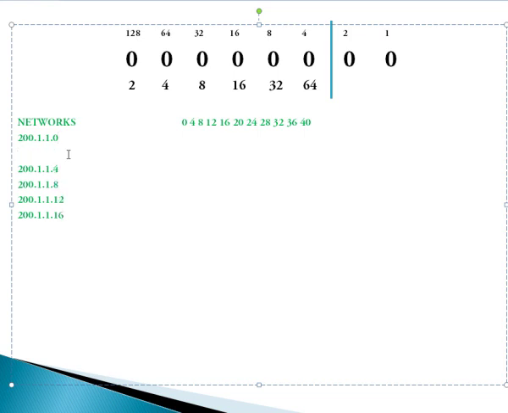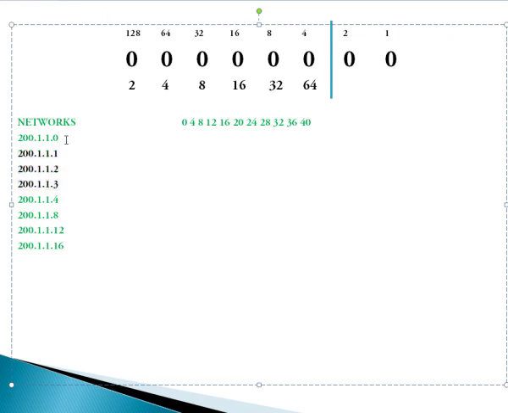The next address will be 200.1.1.2. The next one will be 200.1.1.3. Sorry, I've got it wrong, didn't I? That would be .1. This will be .2, and the next one will be 200.1.1.3. Okay. I'm going to change the color on this so you can understand it better.